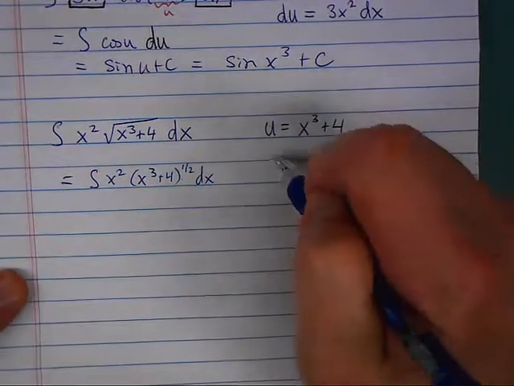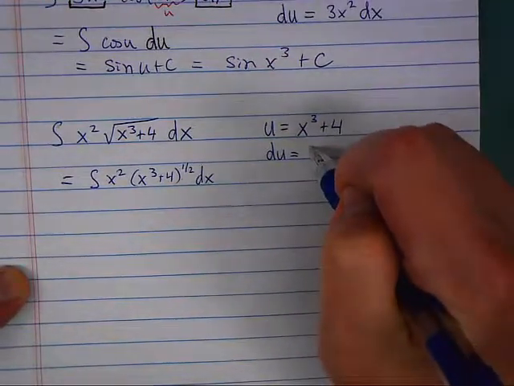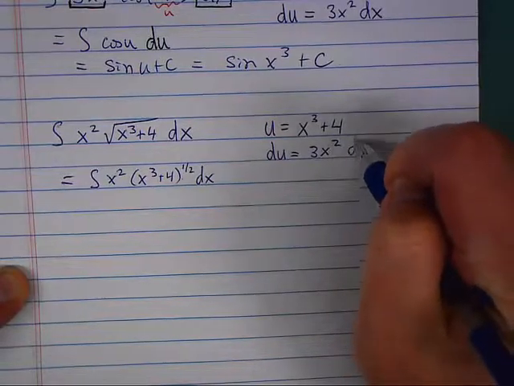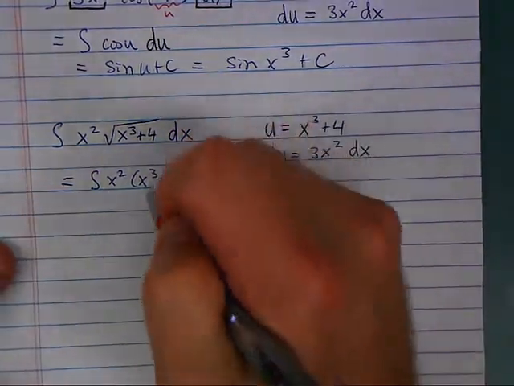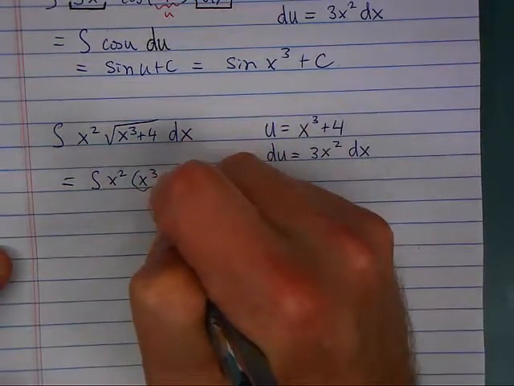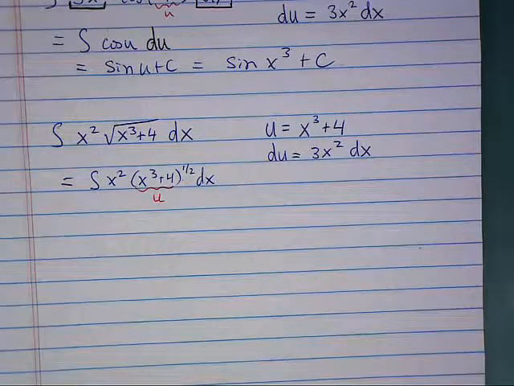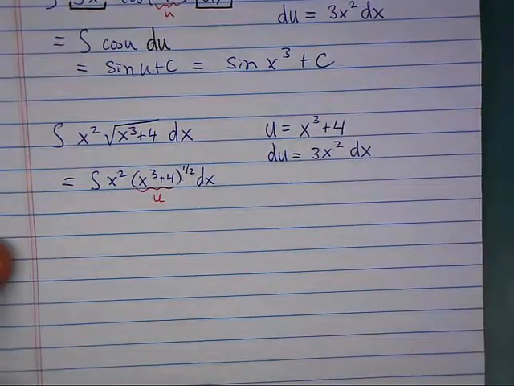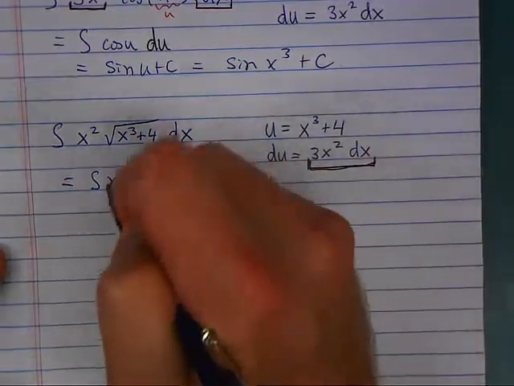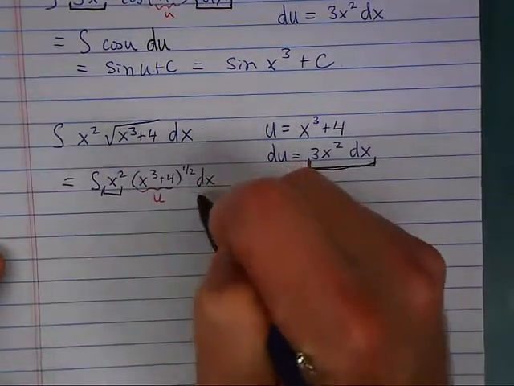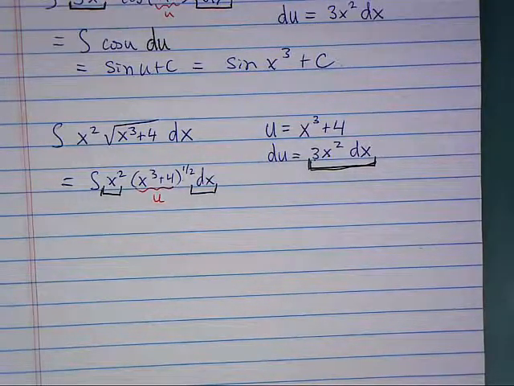So I take the derivative. du is, what's the derivative of x cubed plus 4? 3x squared dx. All right, so that's going to become u. But I have a problem. Over here, I need 3x squared, but I don't have that here. Over here I have x squared and dx. I need 3x squared dx. I'm missing a 3. What do?